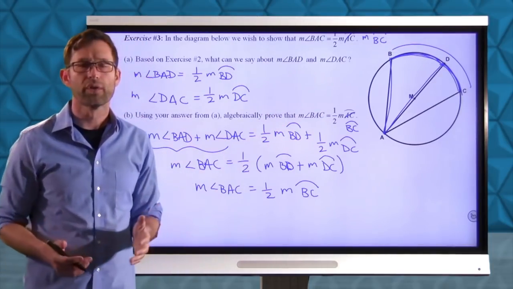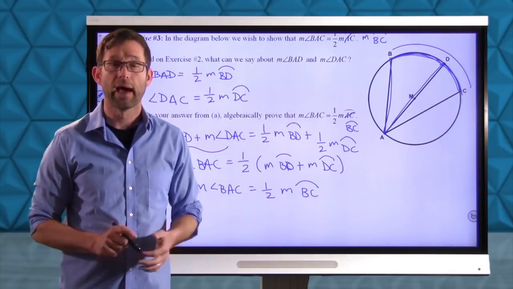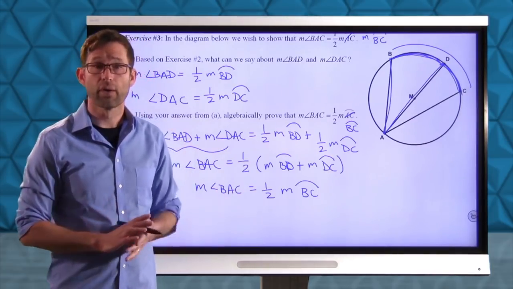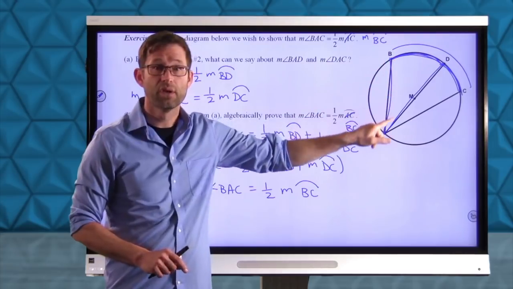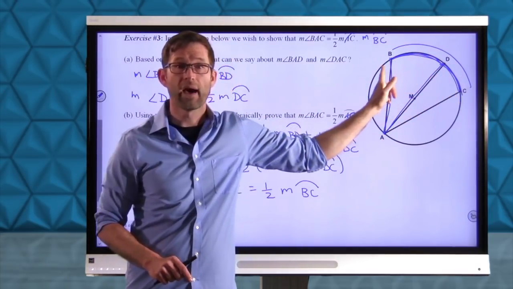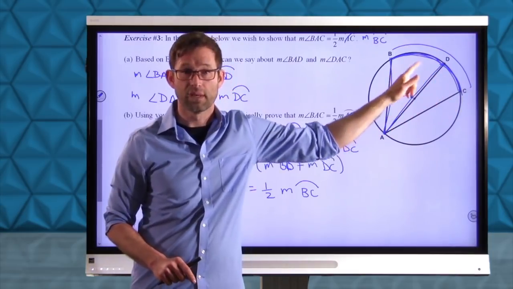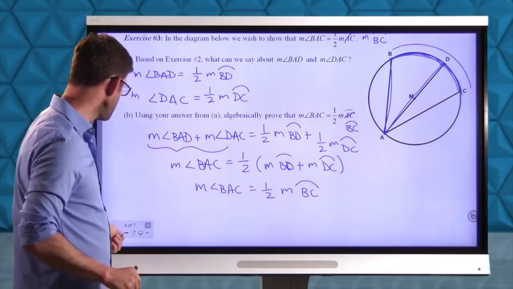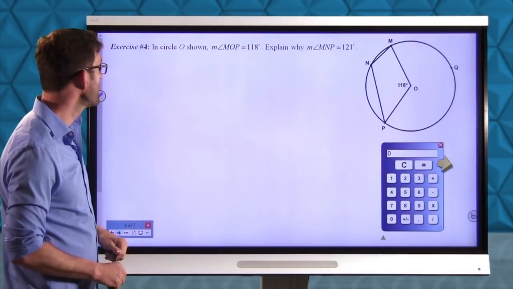There's actually a third case, but we're not going to get into it right now. You'll see it on the homework. Okay? But this is the more generic case. Right now we've just got this generic BAC, and its measure is 1/2 the arc BC. That is an amazingly important theorem. So let's apply it. Okay, let's take a look.